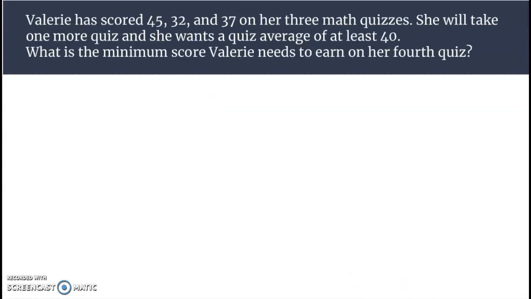Alright, let's do one more here. It says Valerie has scored 45, 32, and 37 on her 3 math quizzes. She will take one more quiz, and she wants the quiz average of at least 40. She wants to have an average greater than or equal to 40. That's what that phrase at least means. What's the minimum score she needs to earn on her fourth one?